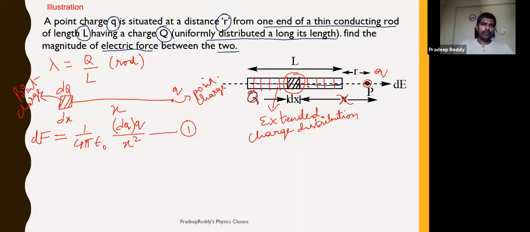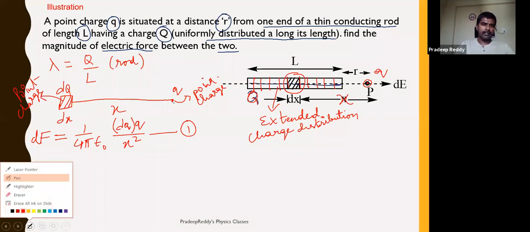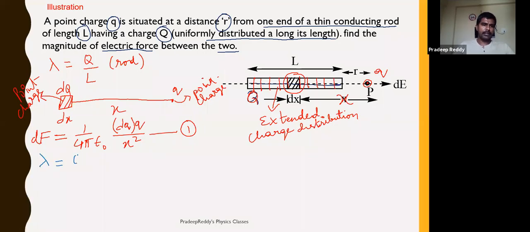Okay. Now we know that the total linear charge density is lambda. Lambda is equal to capital Q divided by capital L. Linear charge density for the whole rod is capital Q by L. Then what about the charge density for a very small element? For the element, lambda will be equal to dq, because charge on this element is dq, divided by the length of this element, which is dx.